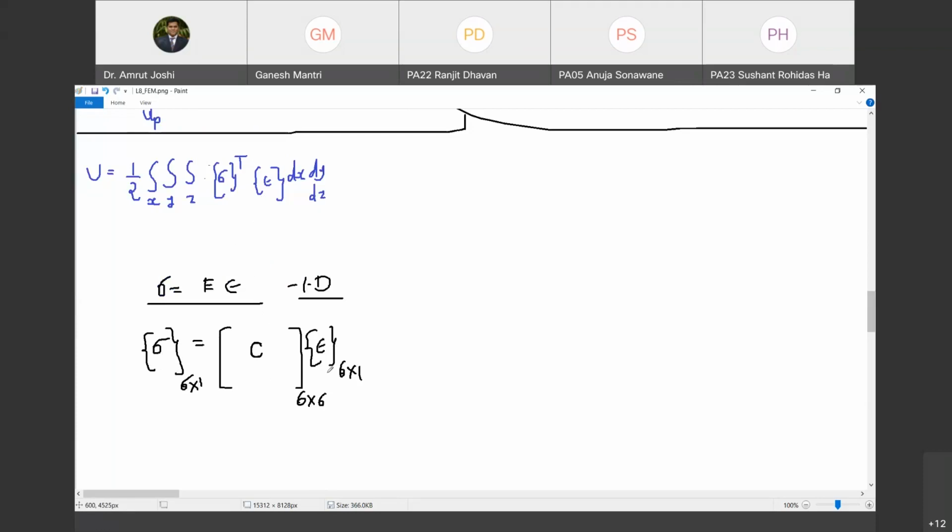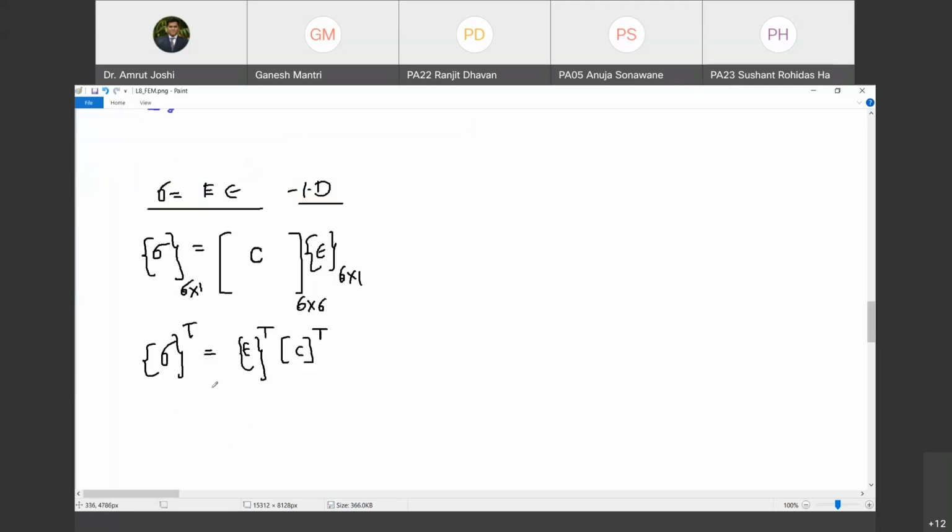Now, can you tell me what is the transpose of this stress tensor then? Stress tensor transpose, what will it be? By mathematics, if matrix A is the product of B and C, A transpose is C transpose B transpose. So what do I have to do? I have to take the epsilon transpose first, and then C transpose. This is the transpose of the stress tensor.